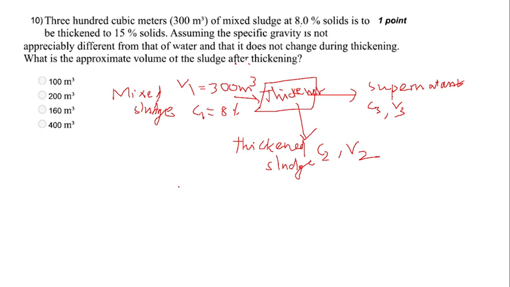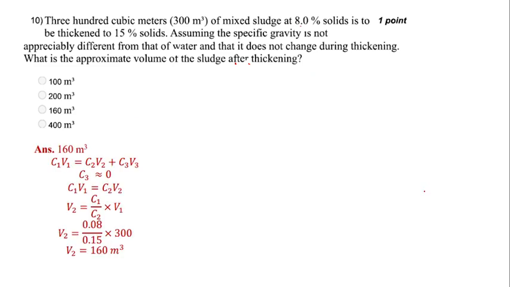Now with this, we are going to do the mass balance. C1 V1 is in and this is out: C2 V2 plus C3 V3. As in the previous case, C3 is very much less than C1, so eliminate this term. You will have C1 V1 is equal to C2 V2. Now we can easily solve this problem. So V2 is equal to C1 divided by C2 into V1.